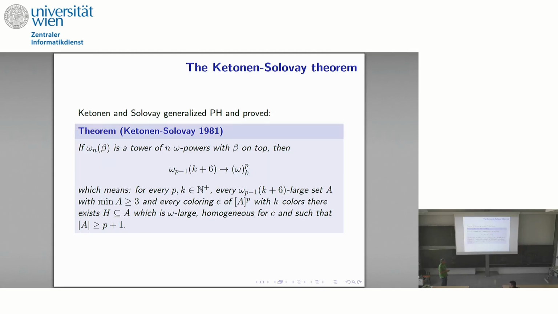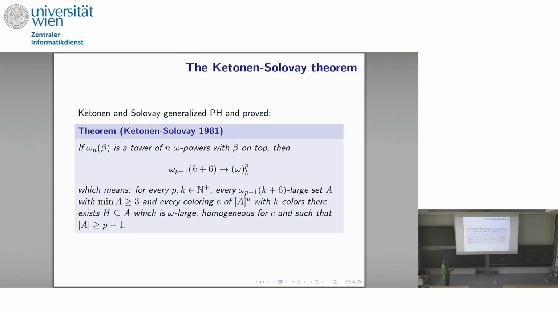So you don't have to think like I'm coloring this ordinal, but I'm coloring sets which are large according to this ordinal. And here I'm looking for sets which are large according to omega large, so large in the Paris-Harrington sense. So this was a sharpening of Paris-Harrington to say exactly how large the set needed to be at the start. And here I'm coloring this omega_{p-1}(k+6)-large set, which I call A, which has at least 3 elements to avoid trivialities, so it would be much larger.